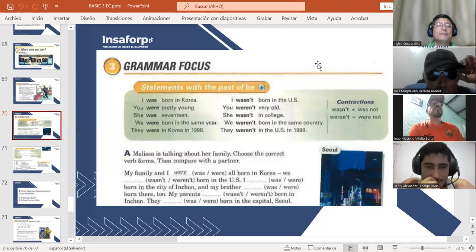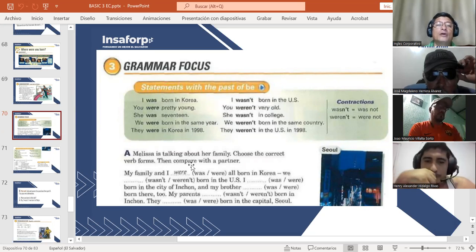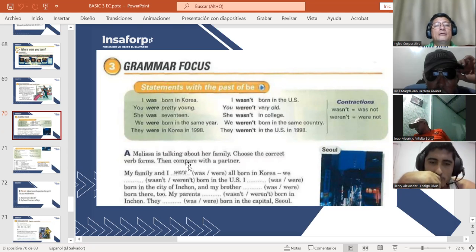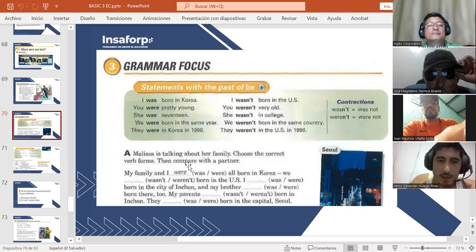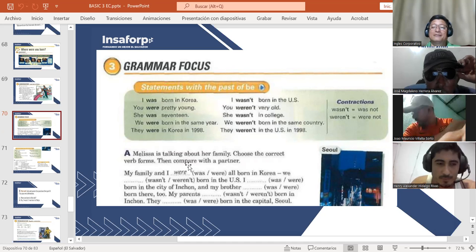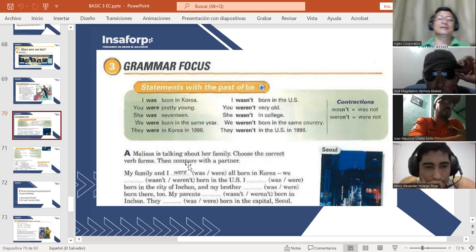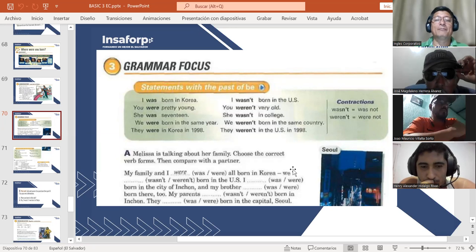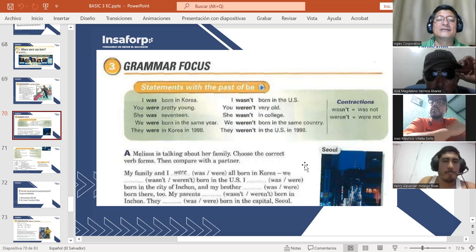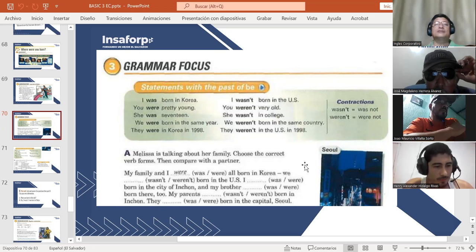And we have an example. My family and I were. In parentheses, I have was and were. Pero ¿por qué uso were? The subject is my family and I. So that means that is we, right? Okay. We. Somos nosotros, right? And my family and I is a lot of people. It's plural, okay? So pay attention to that. Okay, please complete the rest of the exercise, please. Vamos. Let's do it.